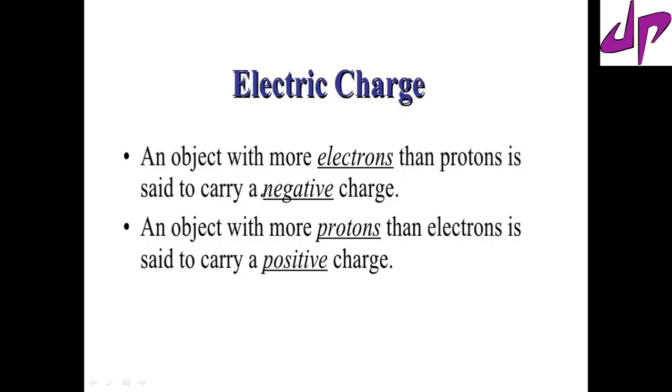So finally, if an object has more electrons than protons, then that object is negatively charged. An object with more protons than electrons is positively charged. If electrons are more than the protons, that object becomes negatively charged. If protons are more than the electrons, then that becomes positively charged.